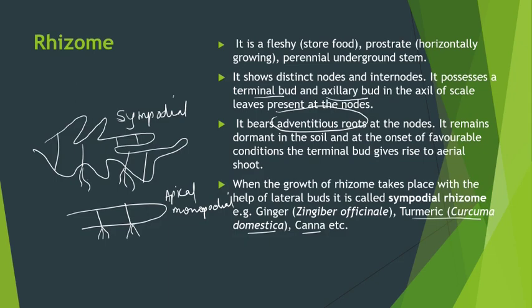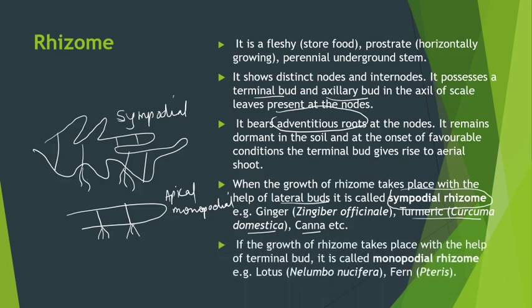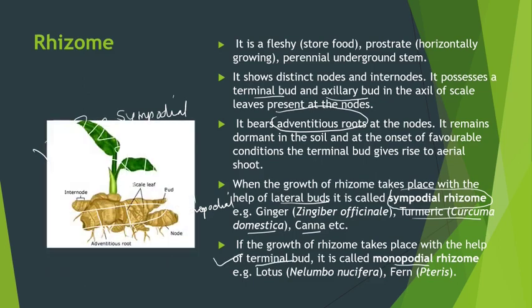Turmeric, ginger, and canna show sympodial growth. What is sympodial growth? Growth which takes place because of lateral buds, that is axillary buds. But in case of lotus, Nelumbo nucifera, or fern, growth is monopodial. What is monopodial? Growth which takes place because of the terminal bud. So this is the example of ginger. I hope you have understood rhizome.